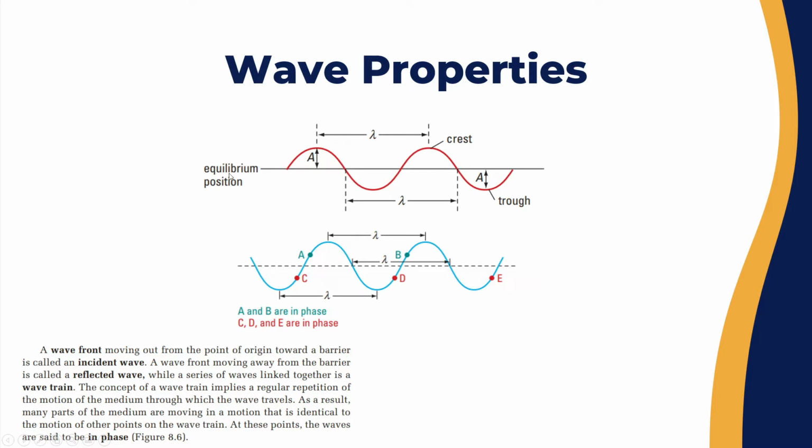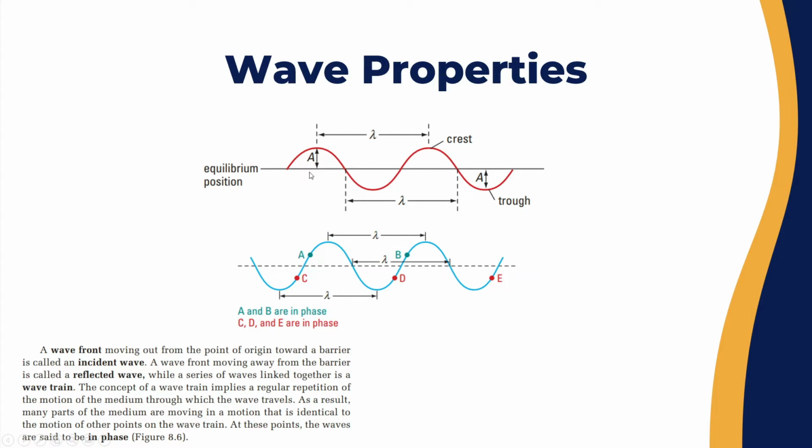That path has an equilibrium position. You can imagine that as the surface of your water cup. And the wave goes up to a peak, then hits the equilibrium position and goes down to a negative peak, and repeats itself over and over again.